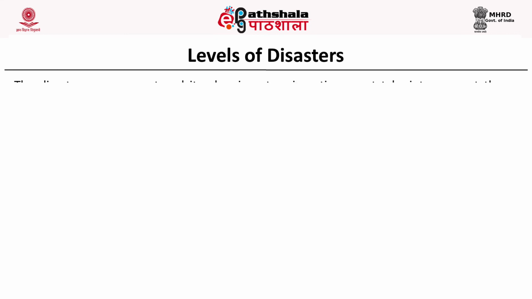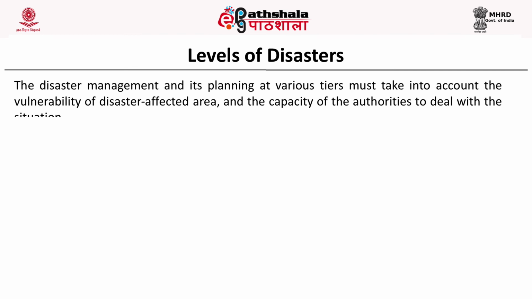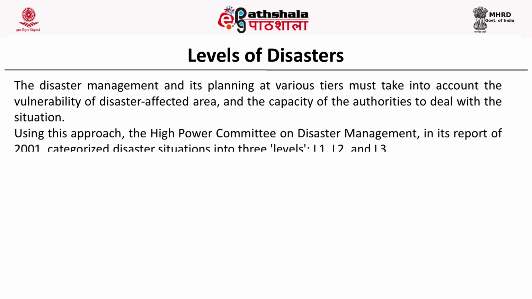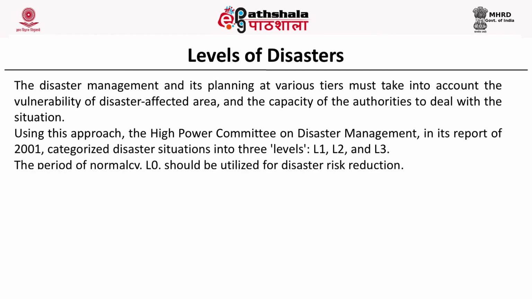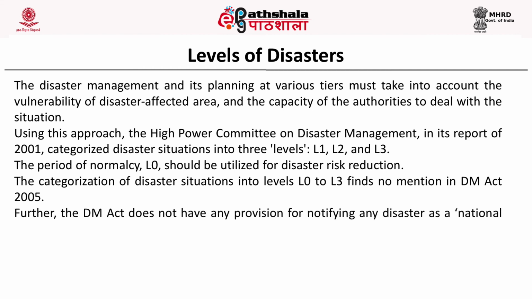So, while managing these, if we look at the disaster planning at various stages and levels, the High Power Committee on Disaster Management in its report of 2001 categorized disaster situations into three levels, L1, L2 and L3. The period of normalcy, that is L0, should be utilized for disaster risk reduction. However, the categorization of the disaster situations into these levels from 0 to 3 does not find any mention in the Disaster Management Act of 2005. It also does not have any provision for notifying any disaster as a national calamity or a national disaster.